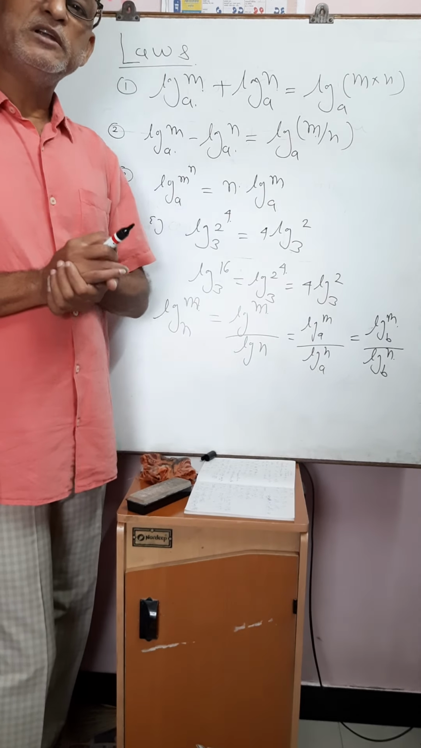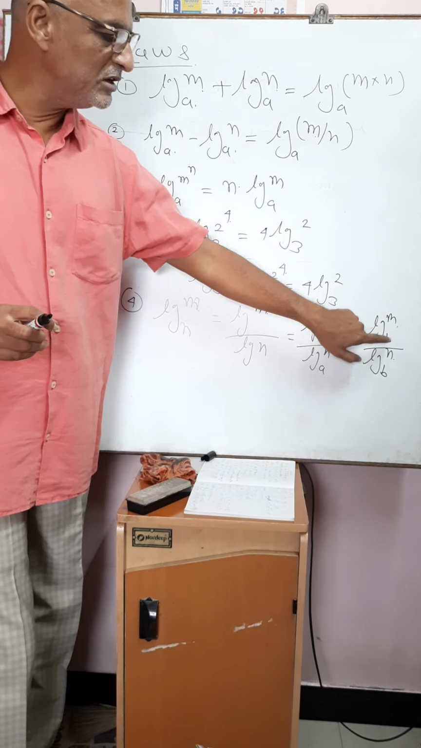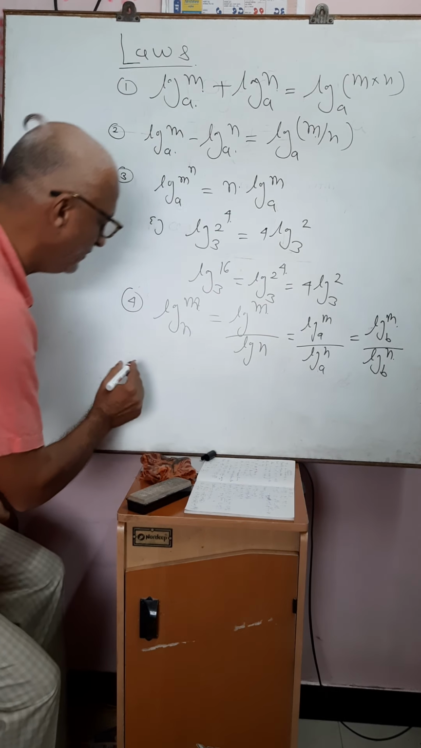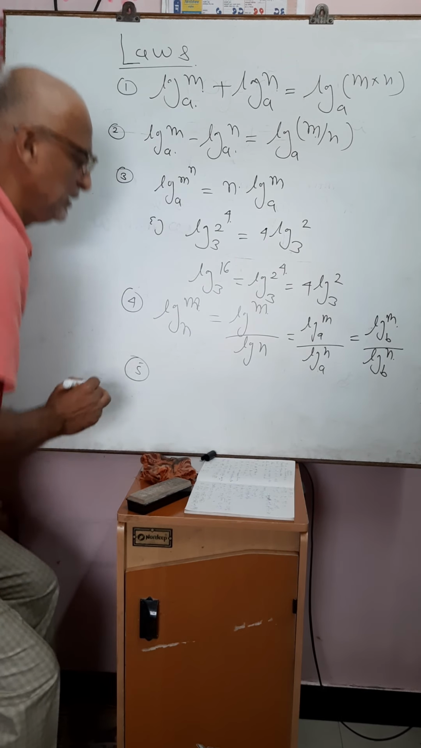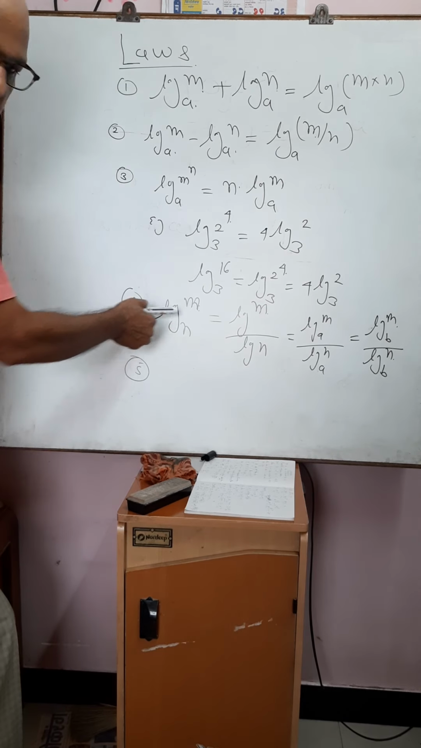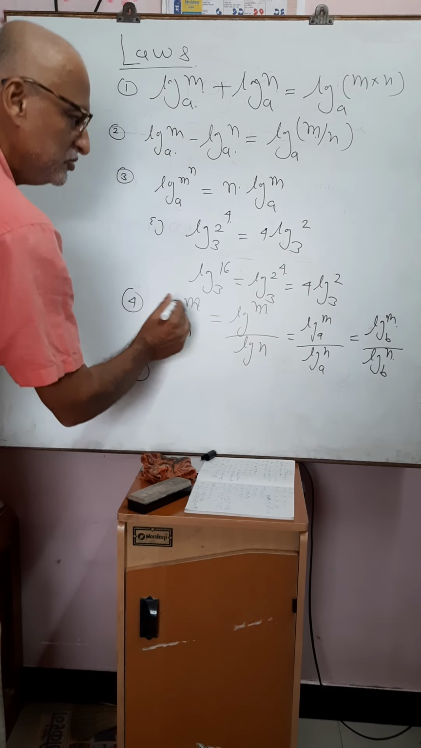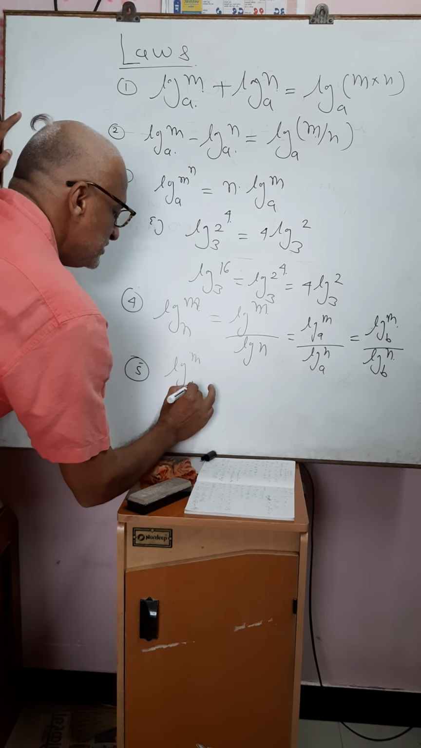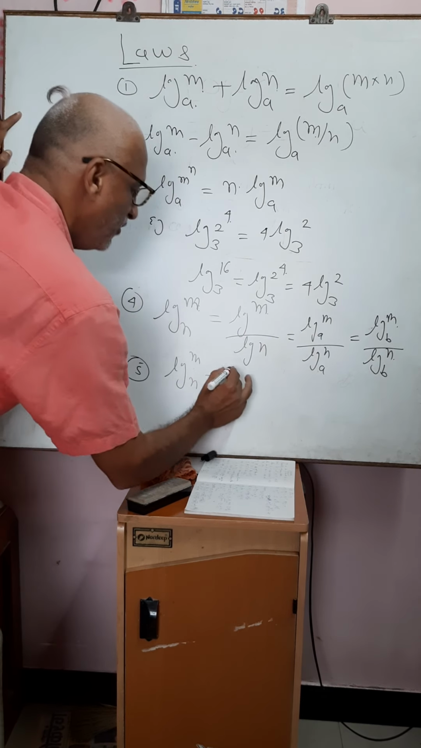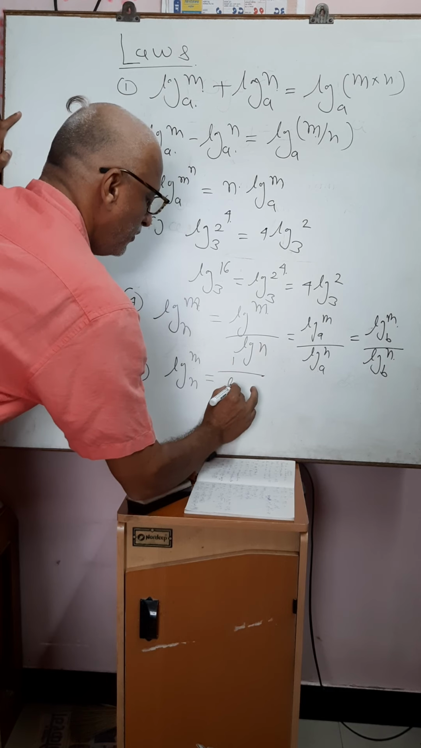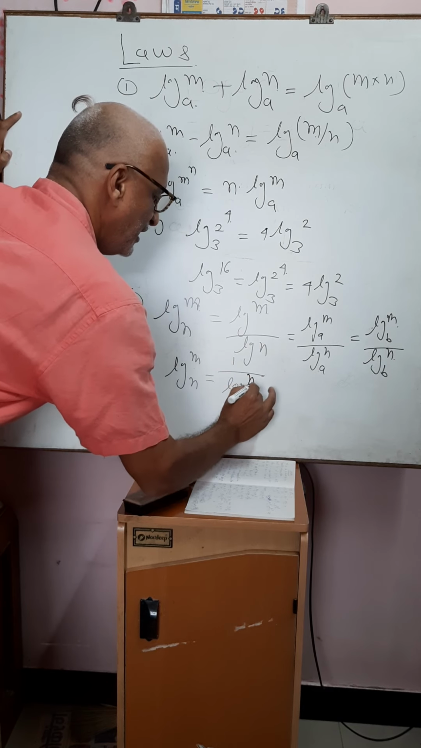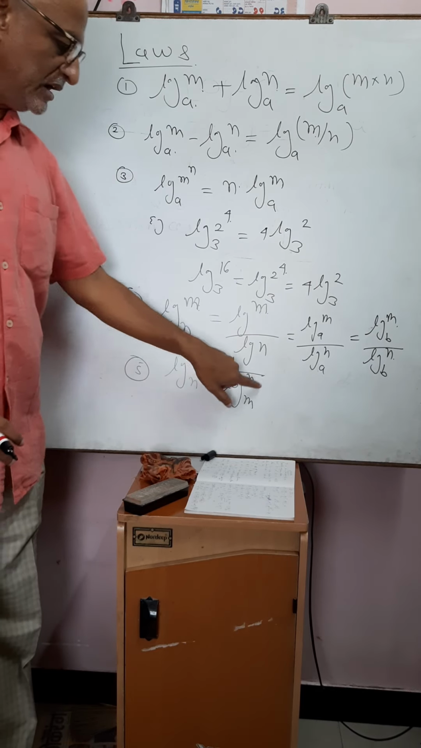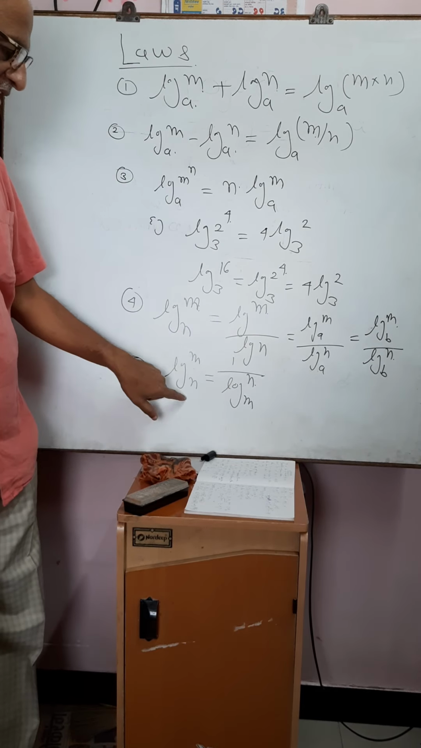Suppose your requirement is 4, you can write this as log m to the base 4 divided by log n to the base 4. The fifth one, which is the equivalent part of this one, or you can say the change of base law, that is log of m to the base n, that can be written as 1 divided by log of n to the base m, or vice versa, 1 upon log n to the base m equals log of m to the base n.